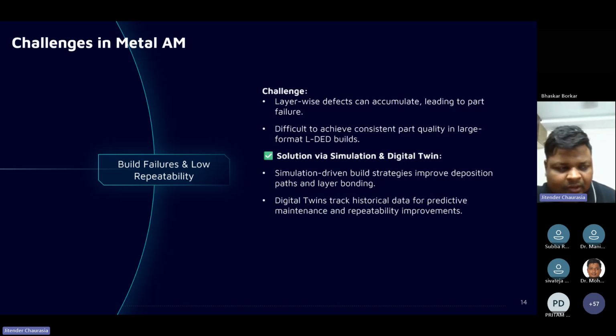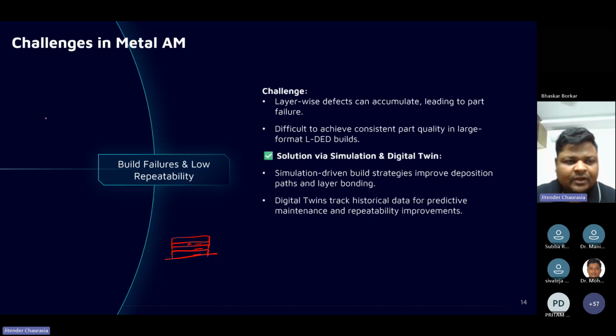But when it comes to metal, especially with the DED process, for every layer your temperature is changing if it is not monitored. So every previous layer has a different thermal history. All right. So your chances of failure are too high. And also repeatability is difficult.